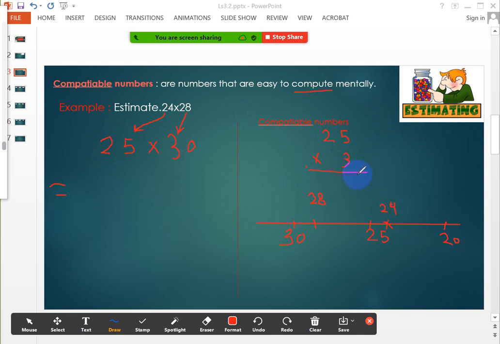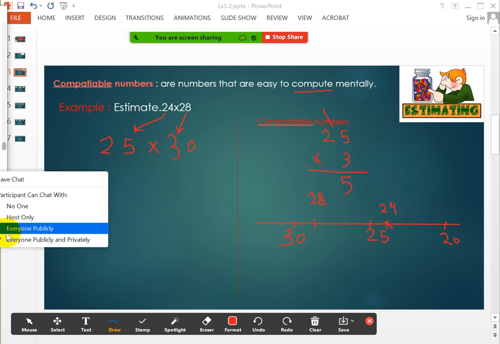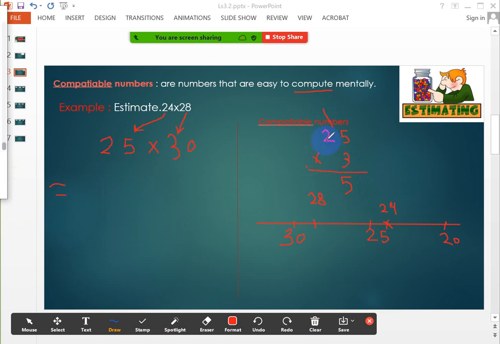3 multiply 5 equals 15. So I write 5 here and 1 above the tens, as we learned in regrouping. 3 multiply 2 equals 6, plus 1 equals 7. So the answer is 75. And I have to put 0 next to the answer, so it will be 750.